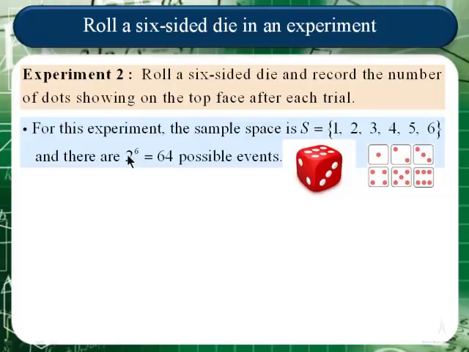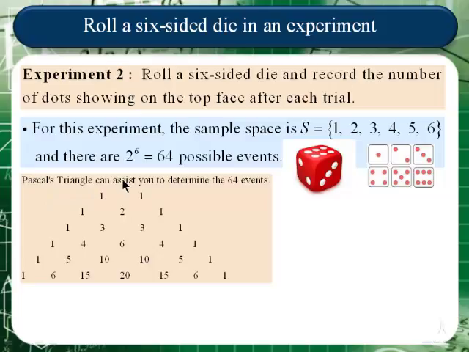And there will be 2 to the power 6, where 6 is the cardinal number of this sample space. So there will be 2 to the power 6, or 64 possible events. Pascal's triangle can assist you to determine the 64 events. If you add the numbers in this bottom row, where the second one is 6, you will get 64 events. I hope you understand the construction of Pascal's triangle.